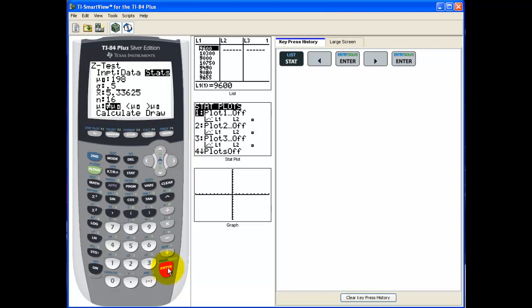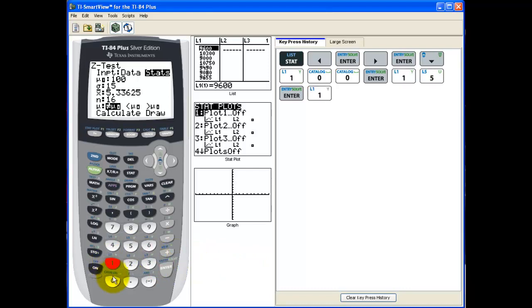Summary statistics. Mu naught would be 100 in this case. Let me go down to that. Sigma is given to be 15. X bar is 104.2. Sample size was 20.